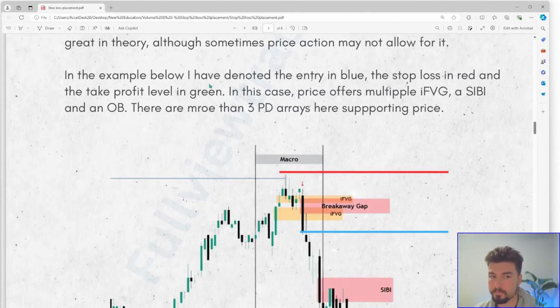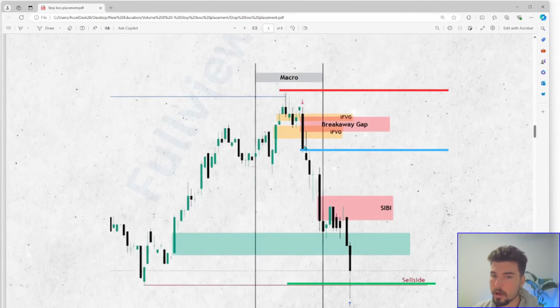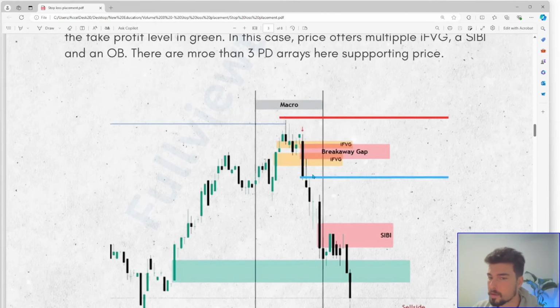So in the example below, again, I've denoted my entry in blue, the stop loss in red, and the take profit in green. Normally in this situation, right, I could technically put it above this order block here, but because this range is so small, right, roughly, about 5 to 10 handles for London session is a good stop loss placement. Because it's so small, I'm happy to put my stop loss there and give it more supporting factors, you know what I mean?